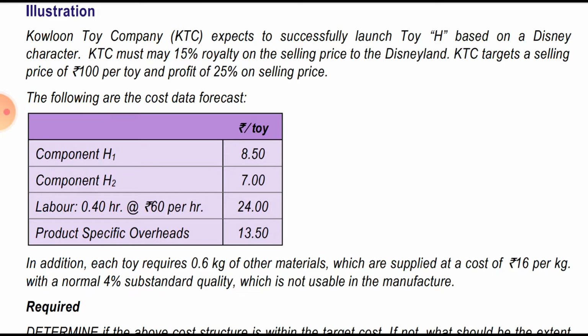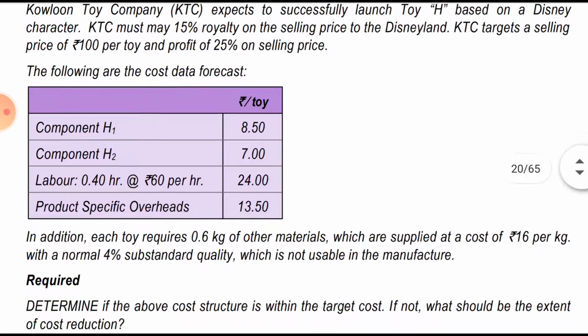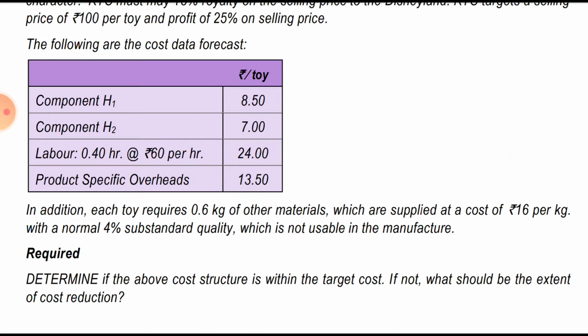Now what is the actual cost data? The following are the cost forecast. Component H 8.5, component H2 7. Then labor 0.4 hour at 60 per hour, that is 24. This we have to write as it is. Then product specific overhead is 13.5. In addition, each toy requires 0.6 kg of the other material as well, which is supplied at a cost of 16 per kg with a normal 4% substandard quality, which is not usable in the manufacture.